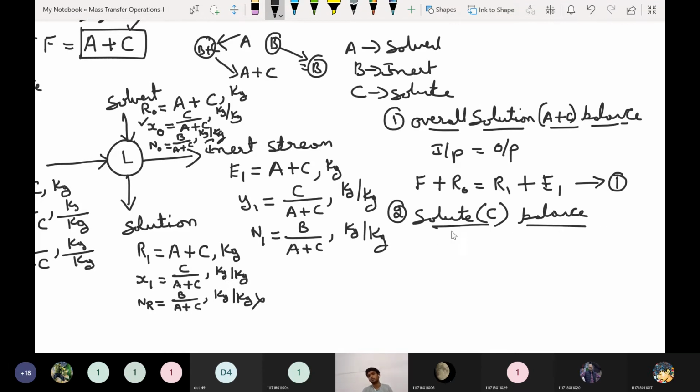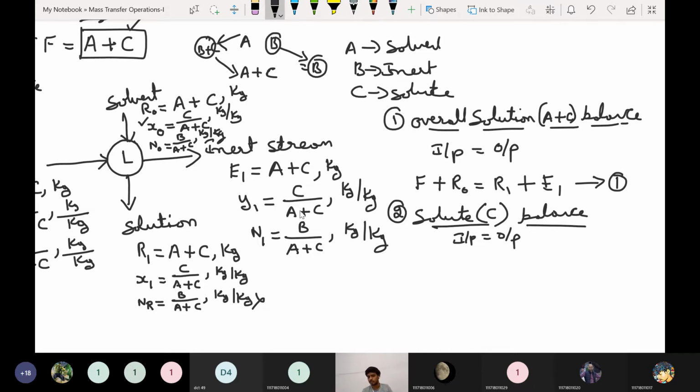Solute balance. So how to conduct this solute balance? Input is equal to output. If you are able to derive this, F plus R naught is equal to R1 plus E1. So everything will be just a simplification.